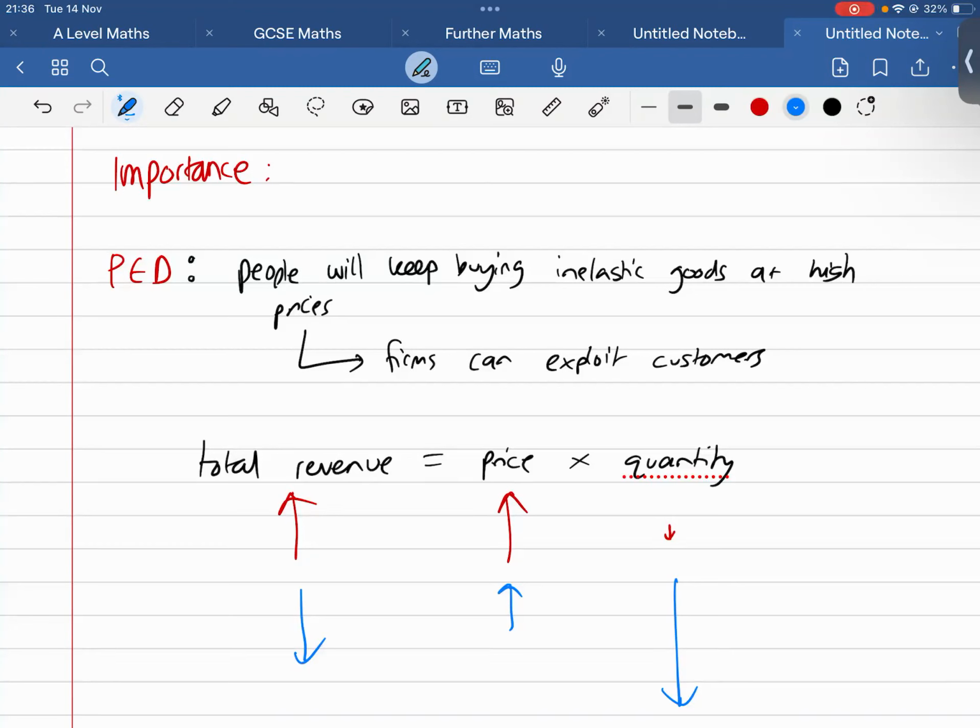So firms will look at total revenue. They'll see, depending on PED, this is what happens to my total revenue. Therefore, I should exploit customers or I should be nice to customers.